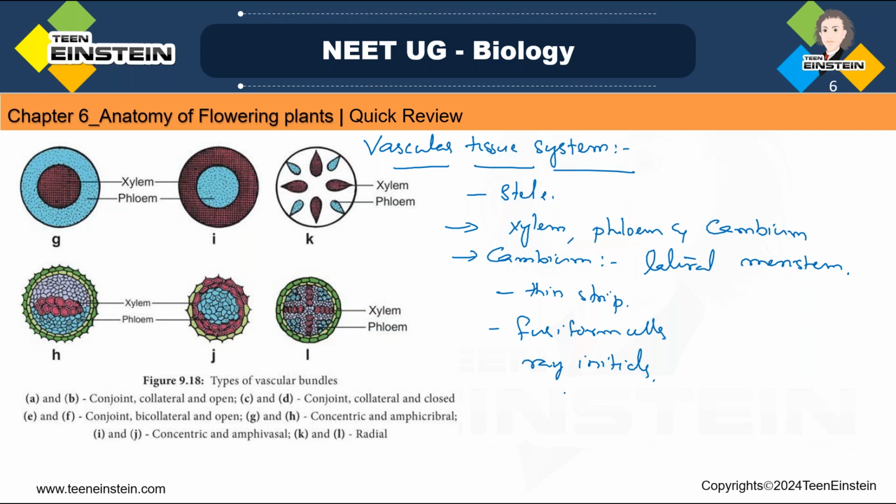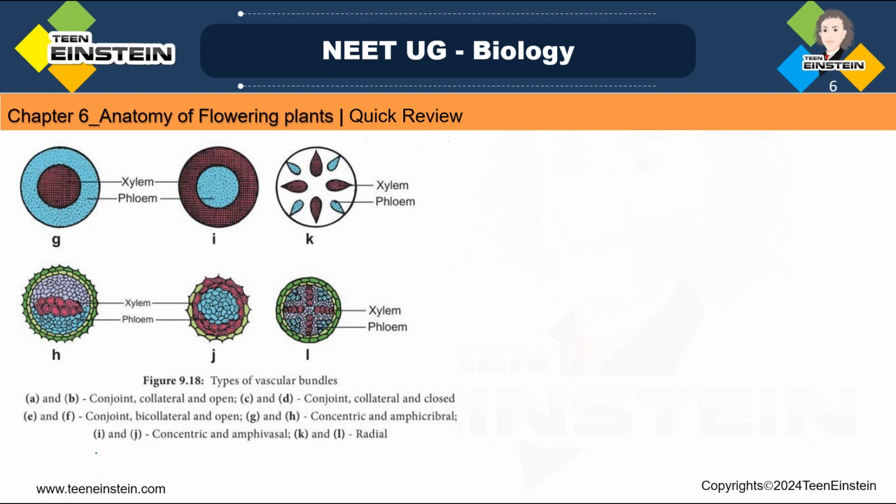So these components, the xylem, phloem and so on, are arranged in different ways, and several types of vascular bundles can be seen. So we need to learn about the different types of vascular bundles. Which are they? Radial, then conjoint, then concentric. All these are different types of vascular bundles.